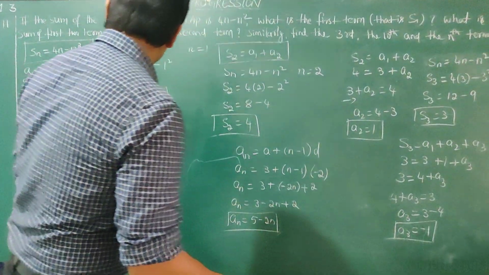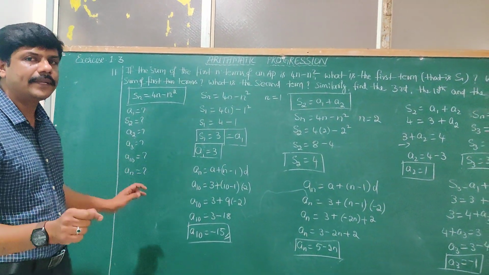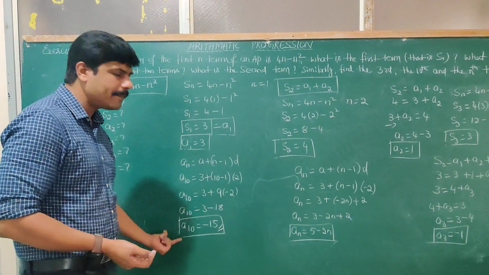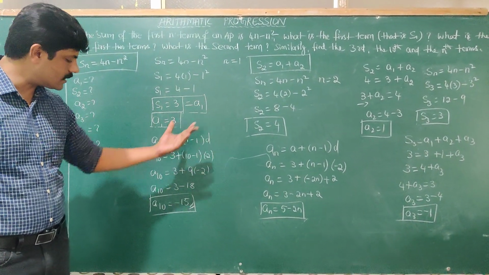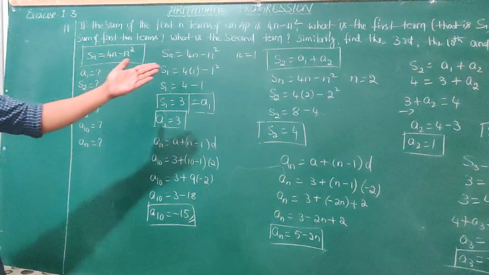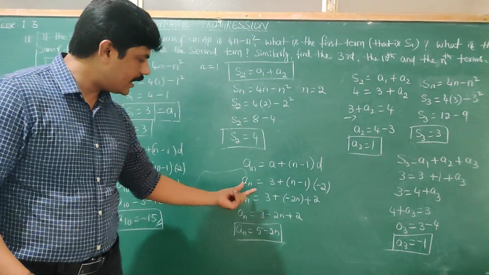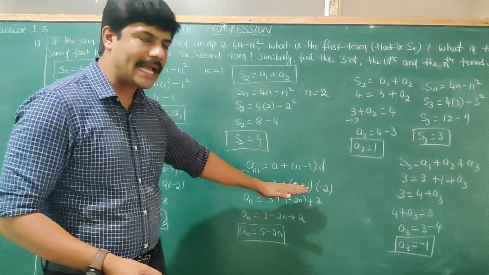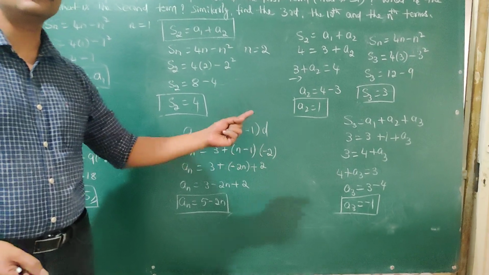Okay. And then the next question is what is A10, the 10th term? It is not fourth, it is fifth. The 10th term we found by using the formula and available data, we got A10 is equals to minus 15. Then nth term, use the nth term formula where no need to substitute any value for n because nth term is asked. So keep n as it is and substitute a and d. Finally you get An is equals to 5 minus 2n.